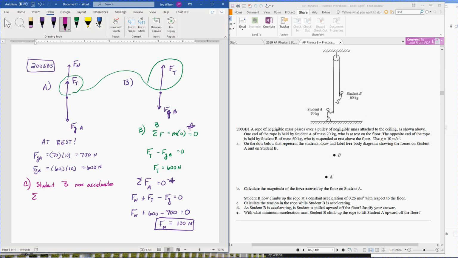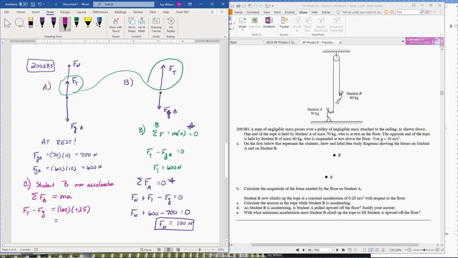so that tells me the sum of the forces for student B is equal to mass times acceleration. Okay? And the kid's going to accelerate up the rope. So what does that mean in terms of what we do here? How is he going to ascend the rope? Well, we're just going to take it at face value, and we're going to take the fact that the kid is 60 kilograms, and he's going up at 0.25 meters per second squared. And we're going to use the same forces we had before. Force tension minus force gravity must equal this value.